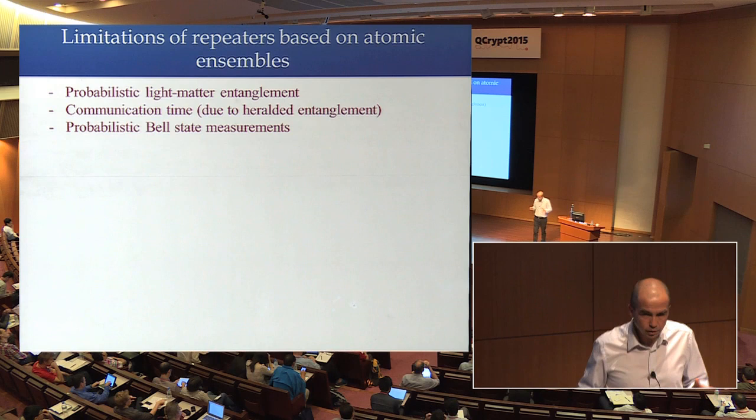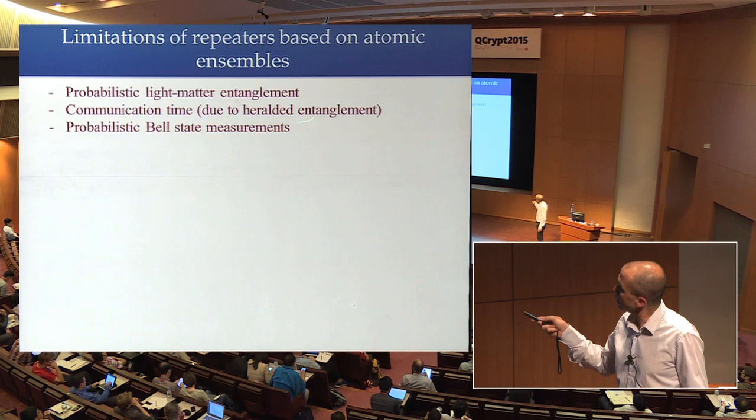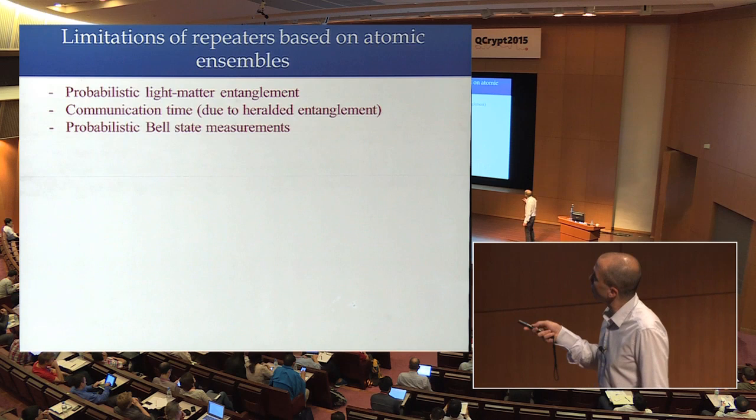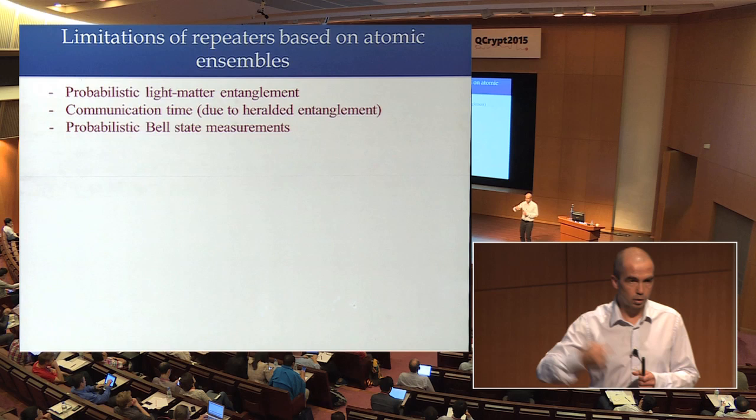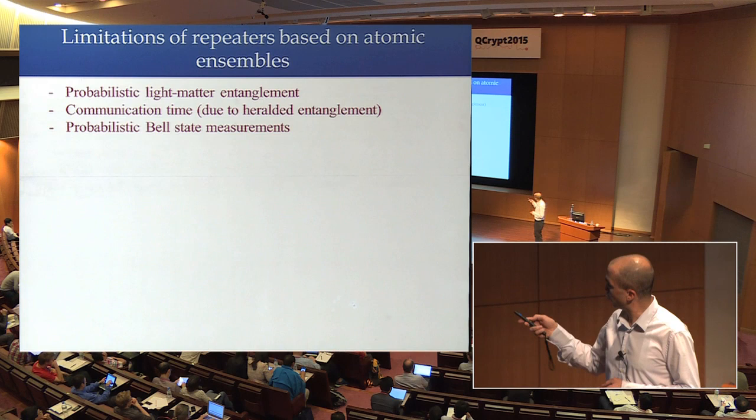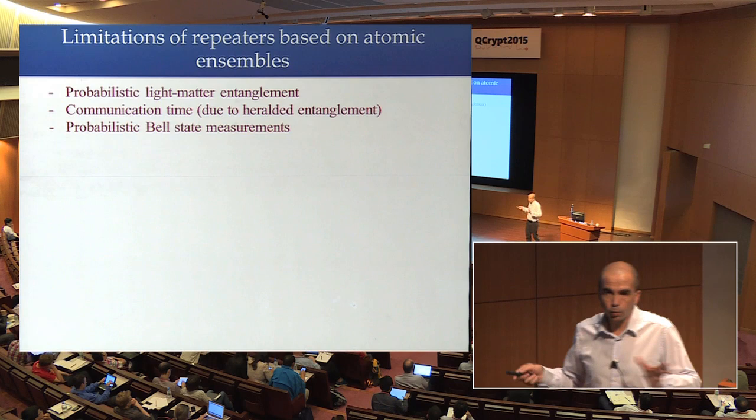One of the limitations is that you have this probabilistic light matter entanglement. The other limitation that we have, which is actually common to all the repeaters based on a heralded entanglement, is this communication time latency, so you have to wait until you have the result of the entanglement to start again. And the last point is that we have some probabilistic Bell state measurement. So now let's see how we can try to improve this.